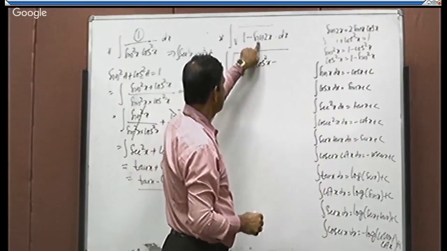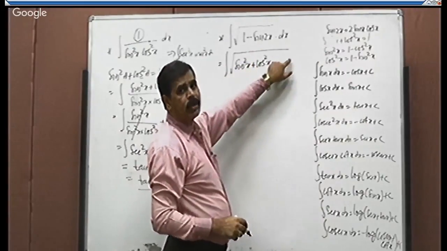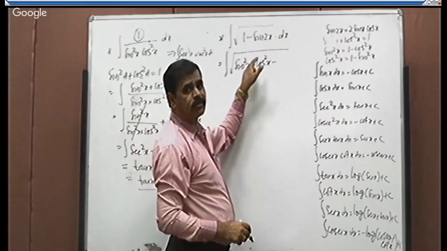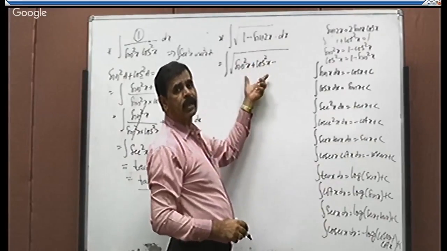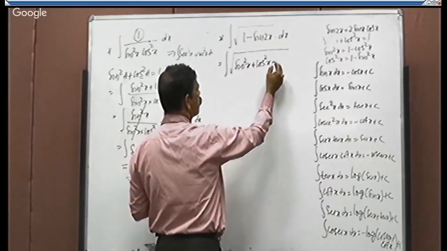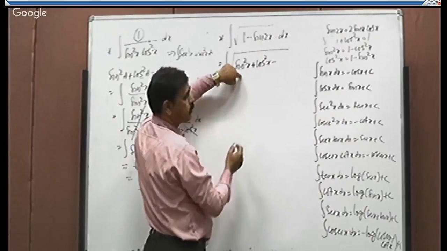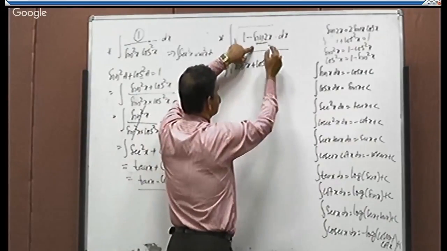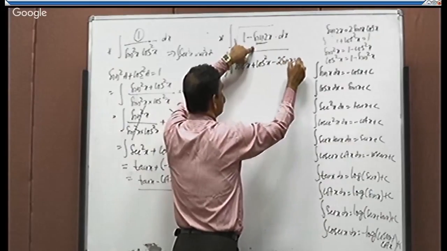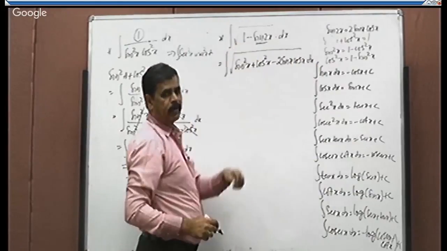Now, if I take this in terms of 2 sine x cos x, that becomes the 2ab form. If it is a square plus b square minus 2ab, then it could be taken as a plus b whole square or a minus b whole square according to the sign. So 1 can be taken as sine square x plus cos square x. Sine 2x can be taken as what? According to the multiple angle formula, 2 sine x into cos x dx.